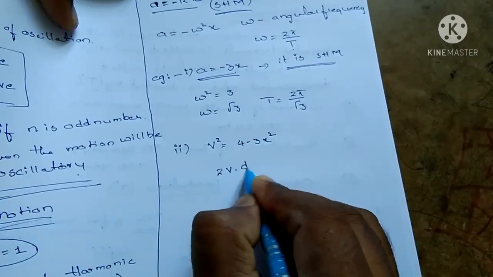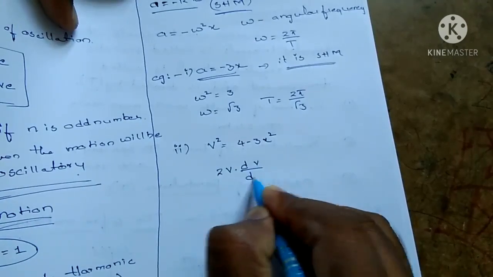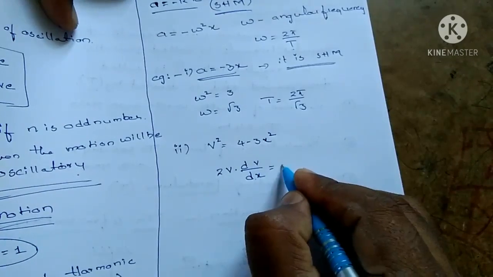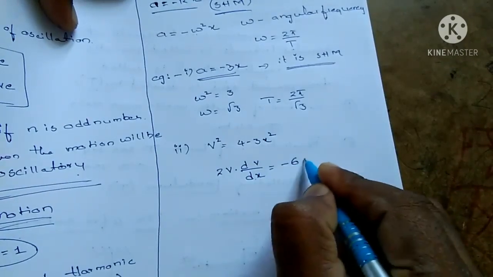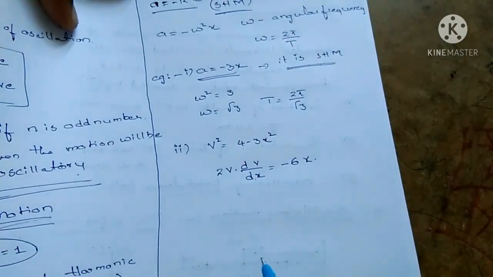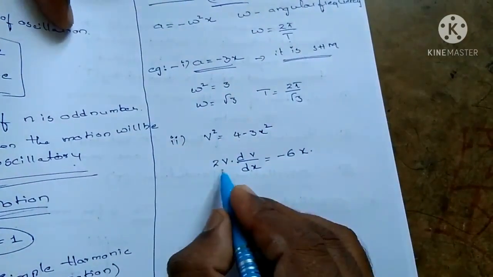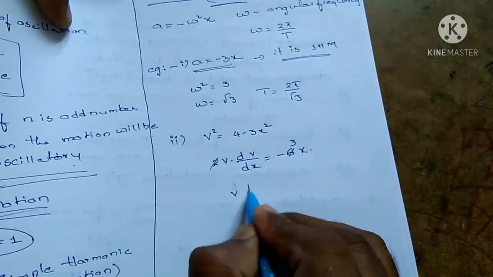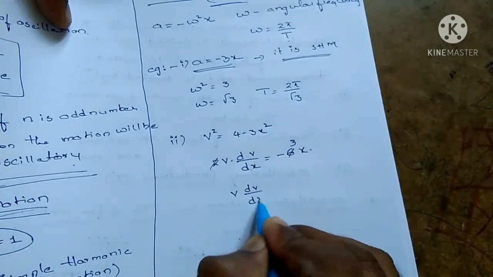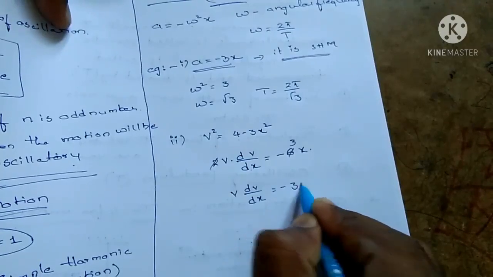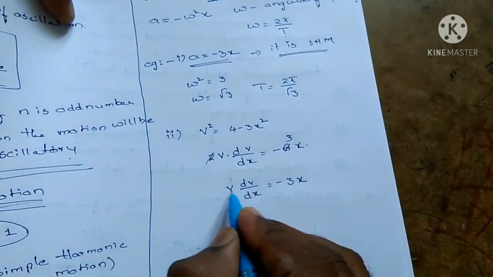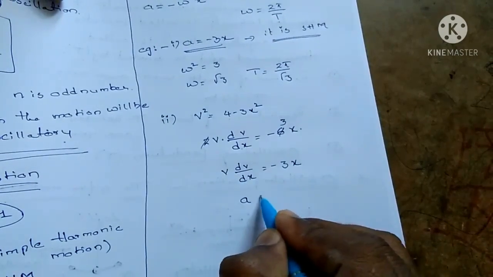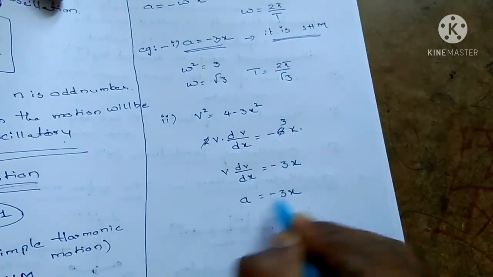2v dv by dx is equal to, 4 is a constant, so obviously I will be getting minus 6x. So I can write, 2 ones are 2, 3 twos are 6, I have v dv by dx is equal to minus 3x. v dv by dx can be taken as nothing but acceleration only. So a is equal to minus 3x.